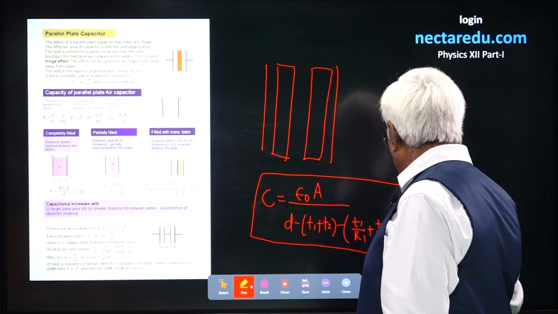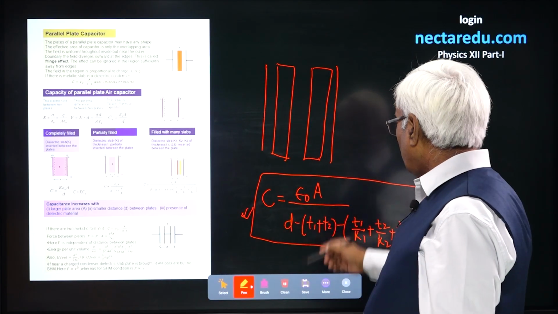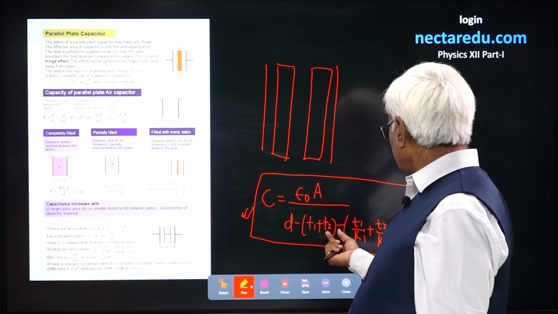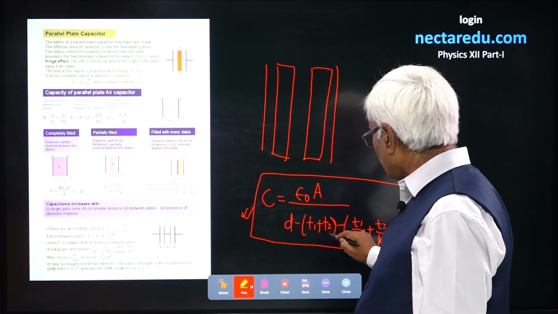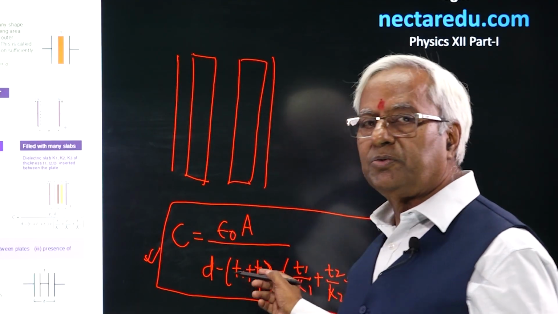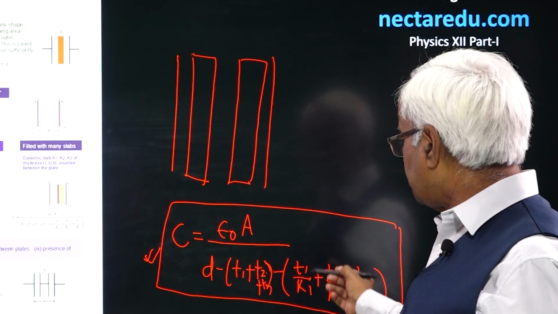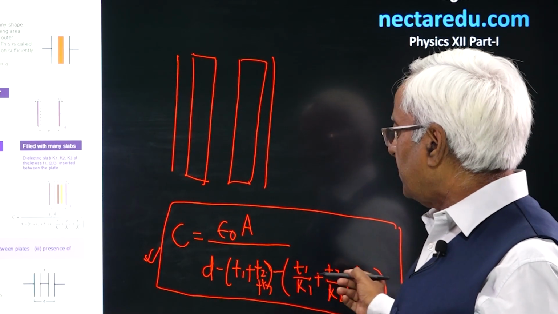If it is filled by many dielectric slabs, the total capacity is going to be of this nature. Here, if you are having 3, then in that case here also you can have T3. Sigma T by K you could use in a better way. Sigma T by K we could use in the place of this whole bracket.